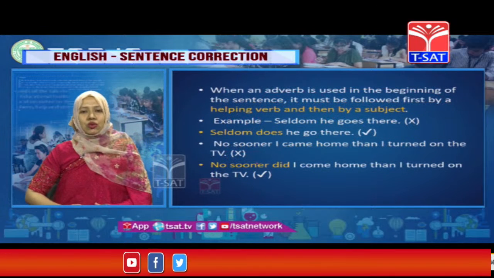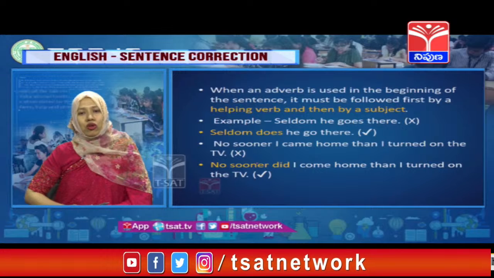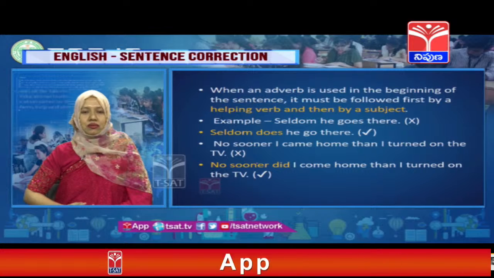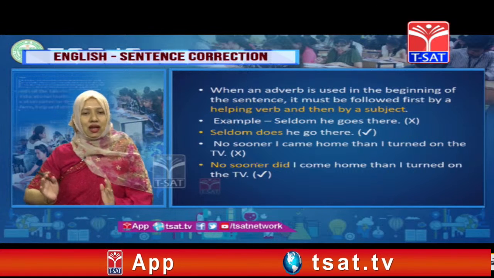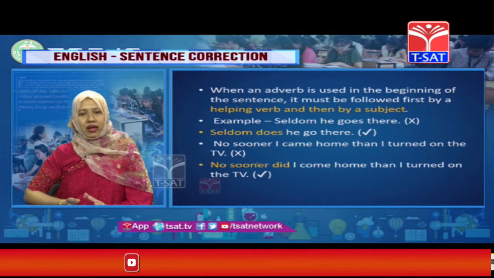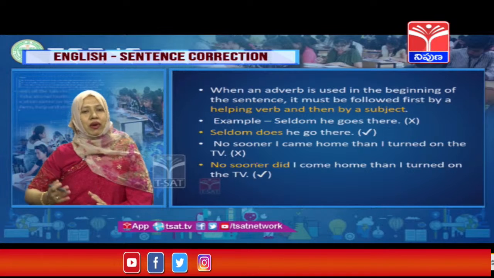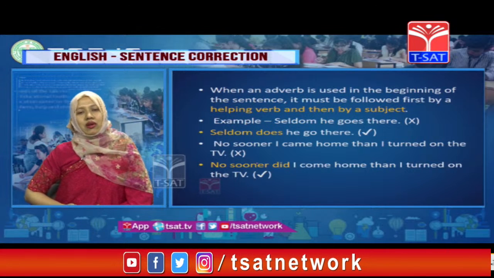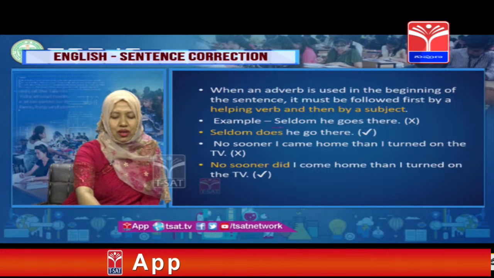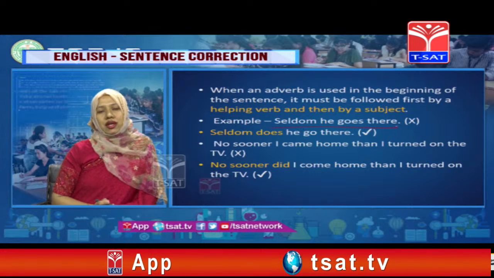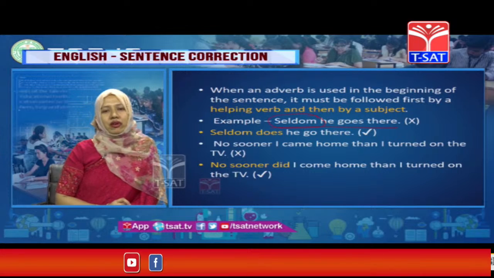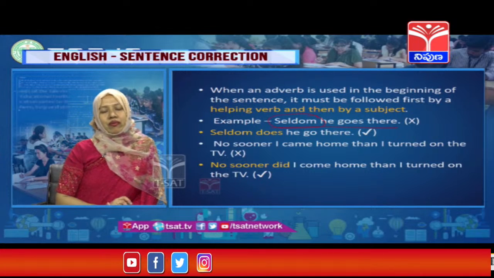When an adverb is used in the beginning of the sentence, it must be followed first by a helping verb and then by a subject. Remember, if a sentence starts with an adverb, it should be followed first by a helping verb, then the subject. Now, adverb of frequency. Seldom he goes there. If you look at this example, this sentence is starting with an adverb. Seldom is an adverb.